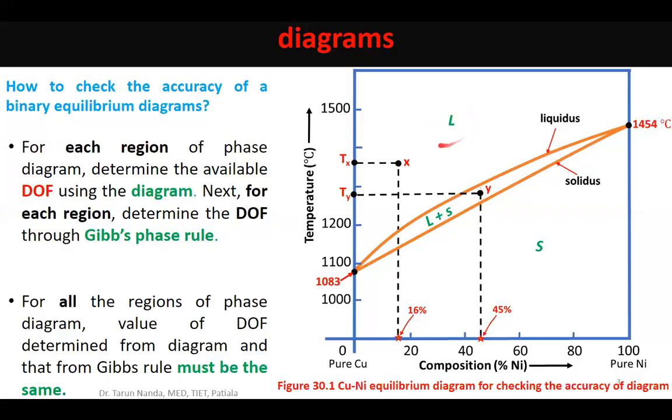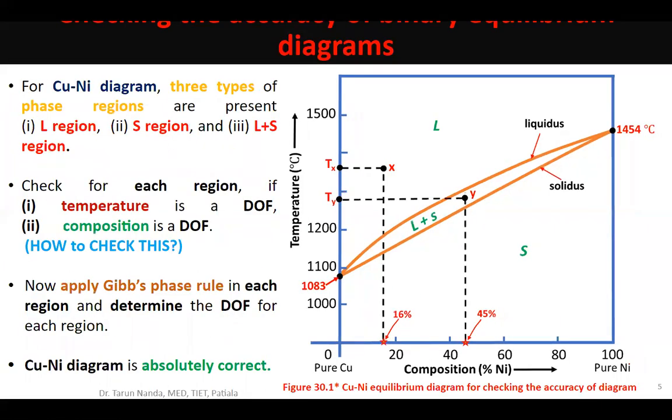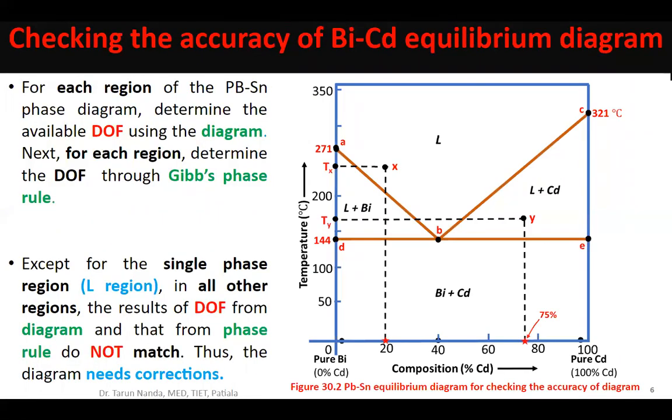So for any single phase region like this, or for a single phase region like this, this diagram is saying that there are 2 degrees of freedom. This is what the diagram is saying. Now we need to apply the Gibbs phase rule to this single phase region and find out whether the Gibbs phase rule also gives me that there are only 2 degrees of freedom. So let us see. This is what I have already discussed with you. These are the 3 different types of phase regions where checking has to be done, and I also explained how we check this. Now let's see the Gibbs phase rule as it is applied.